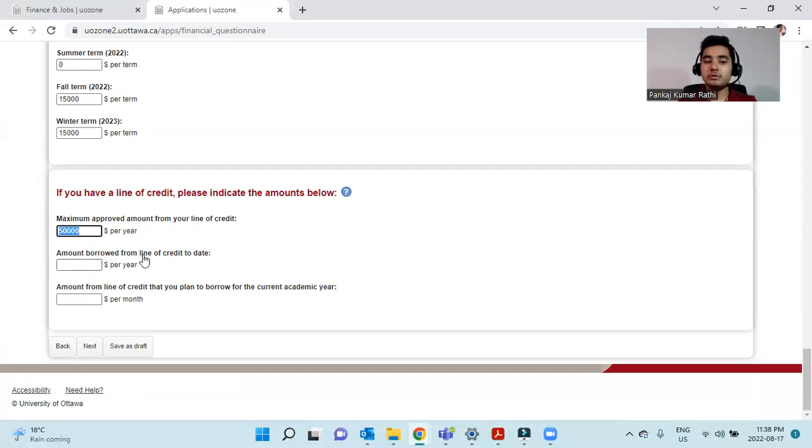Amount borrowed from line of credit to date. So have you borrowed? Yes, you paid your university fees for the fall term. So mention that yes, I have paid $15,000.